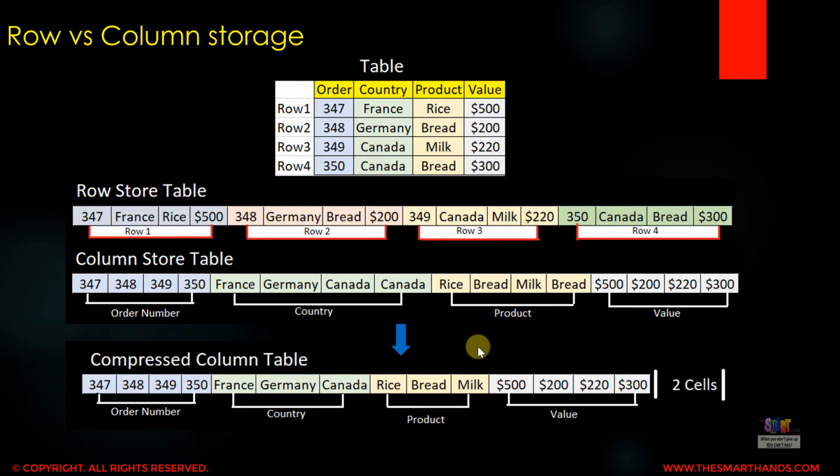Now when you think about SAP tables where there are millions of records, and in big companies there can be billions of records as well, in that case you can save a huge amount of space when you use the column table store system. So hope this is clear.